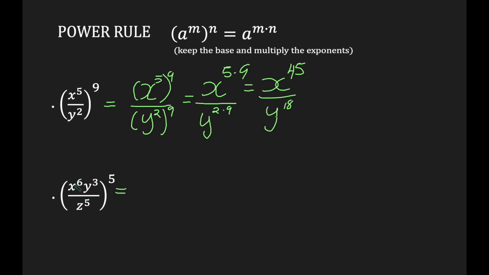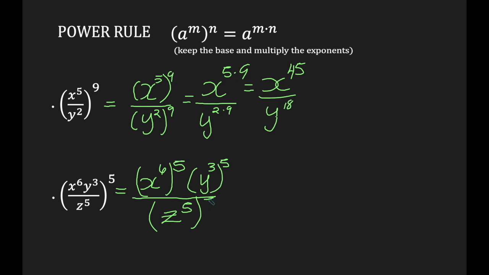So here I have x to the 6th, y to the 3rd over z to the 5th, and all of that is raised to the 5th power. Therefore, every term inside the parentheses will be raised to the 5th power. The x to the 6th to the 5th power, the y to the 3rd to the 5th power, and the z to the 5th to the 5th power.